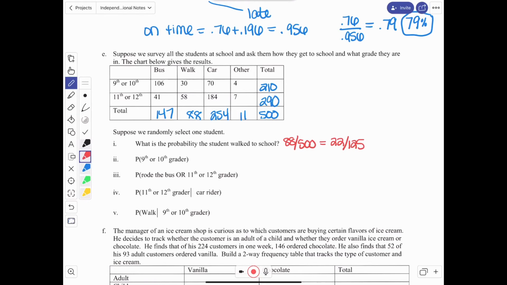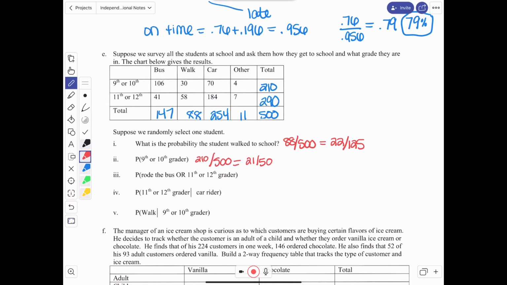All right. The probability of a 9th or a 10th grader, okay, so that total here, we're just looking at the 210. So 210 out of 500, and that's going to reduce to 21 over 50. So that was a pretty easy one.